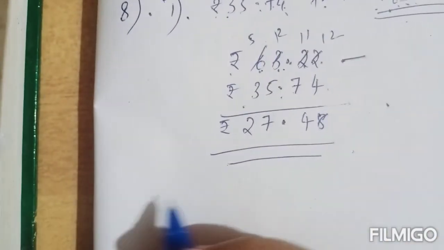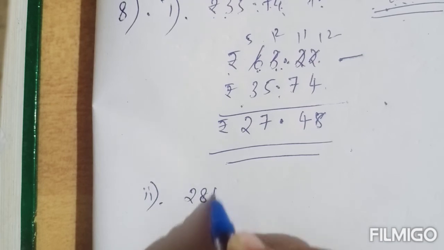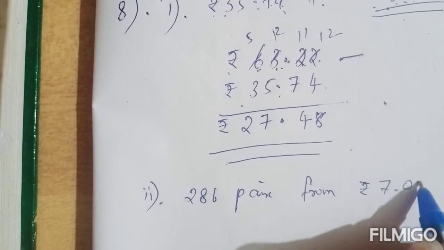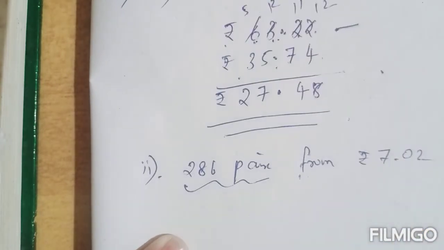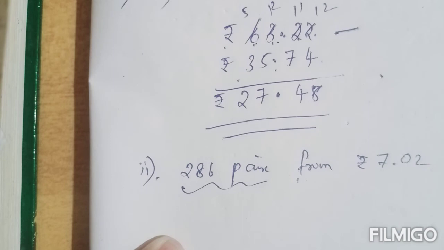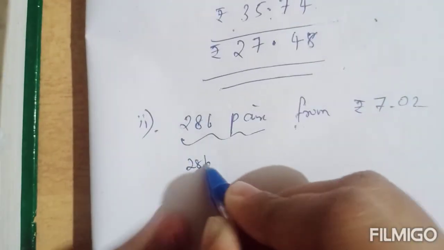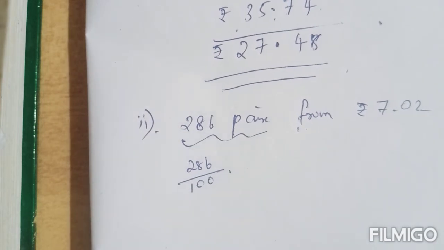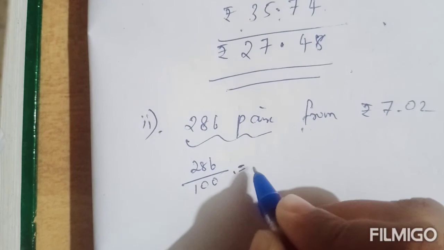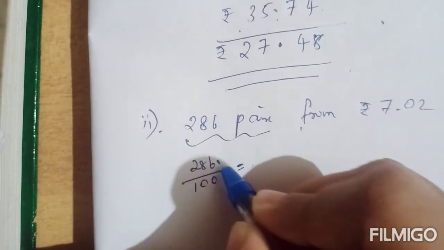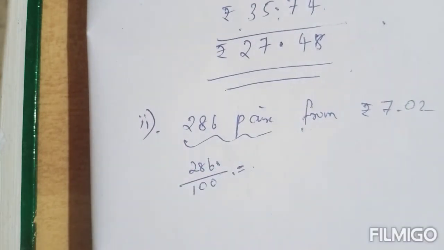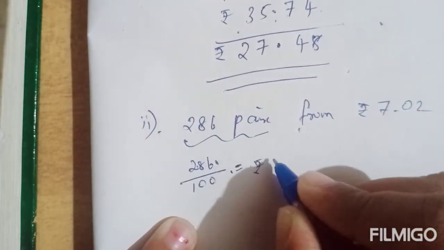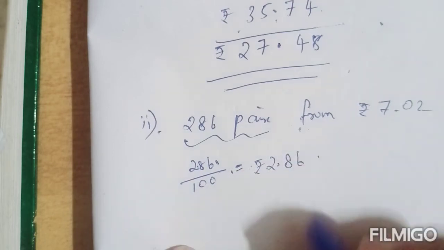Okay. Now in that second one, 286 paise from rupees 7.02. So this 286 paise you can convert to rupees. 286 divided by 100. In order to convert paise to rupees, just divide by 100. What you will get? Decimal point will move 2 places to the left. So here decimal point, 1, 2. You will get the decimal point here. Rupees 2.86 it is.